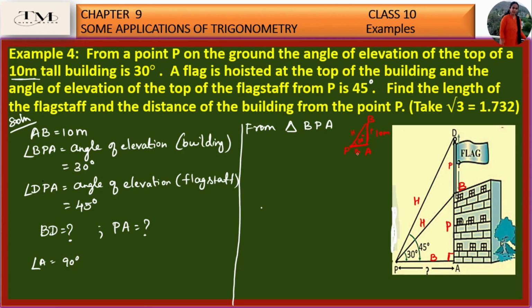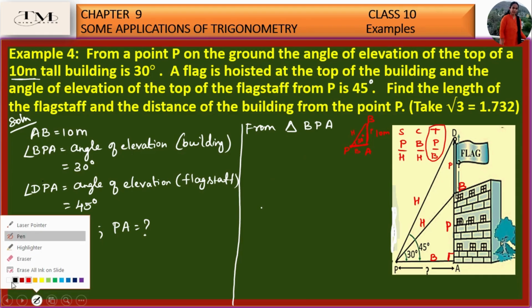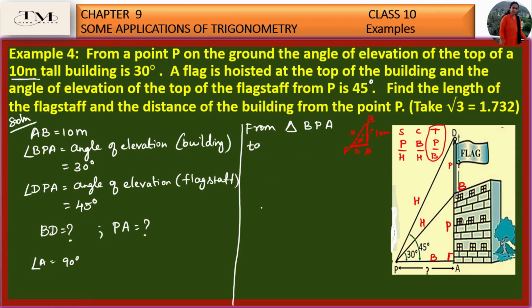So the relation is between base and perpendicular. What we know? Pandit Badri Prasad Har Bol. This is the trick. So write sine, cos, tan. Who matches for perpendicular and base? Yes, you are all right. Tan. Tan matches for perpendicular and base. So let us start the problem. So it is tan. What is the degree? Angle of elevation with the building is 30 degree.